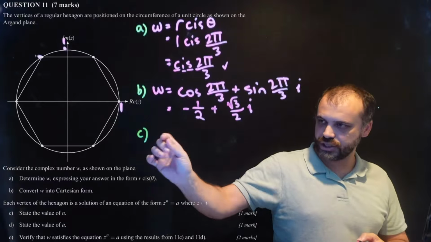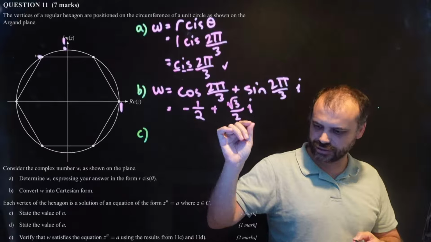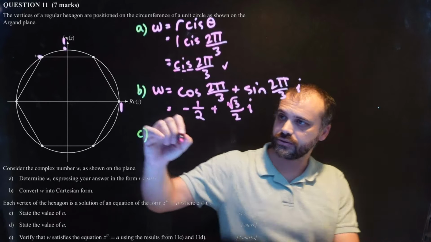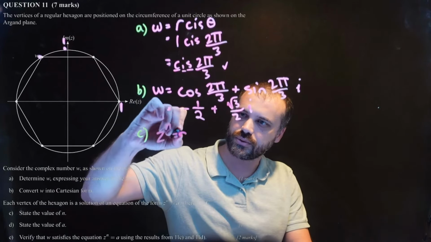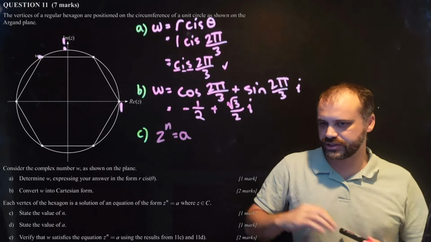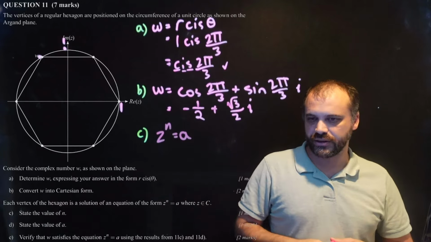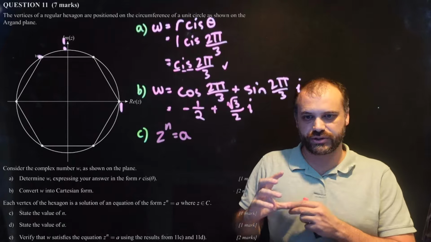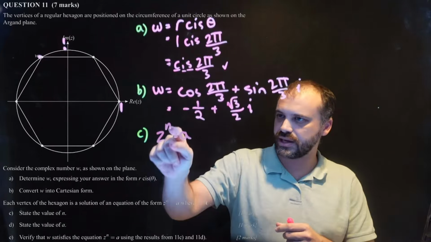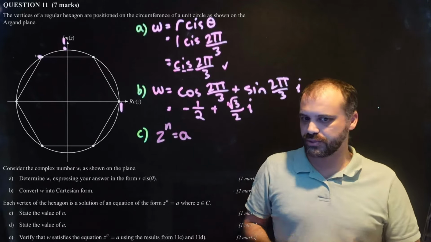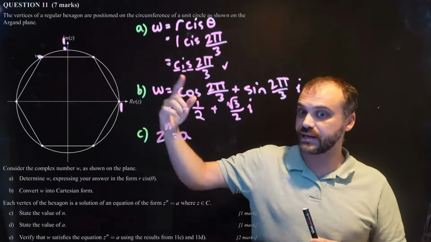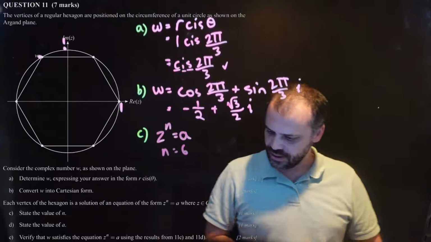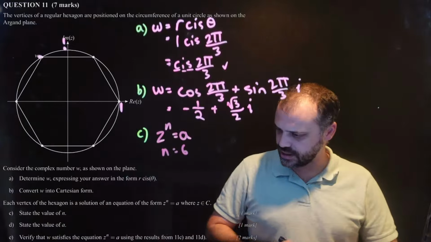It says, each vertex of the hexagon is a solution of an equation z to the n equals a. All right, z to the n equals a. And then it just says state the value of n. We have 6 points equally spaced around a circle, z to the n equals a, n must be equal to 6 because we're getting 6 solutions. So we just say n is equal to 6. Okay, that's C.